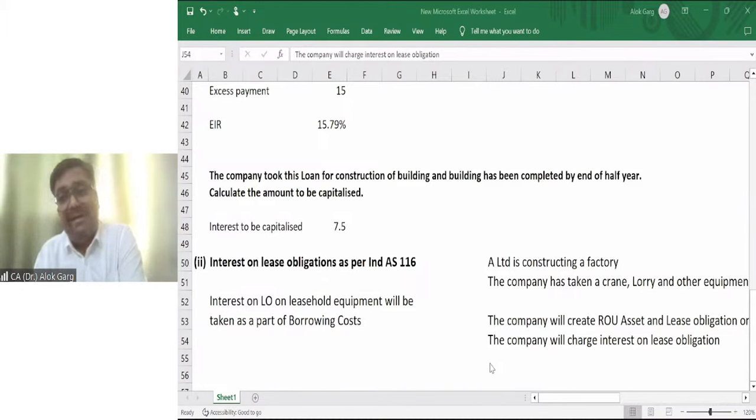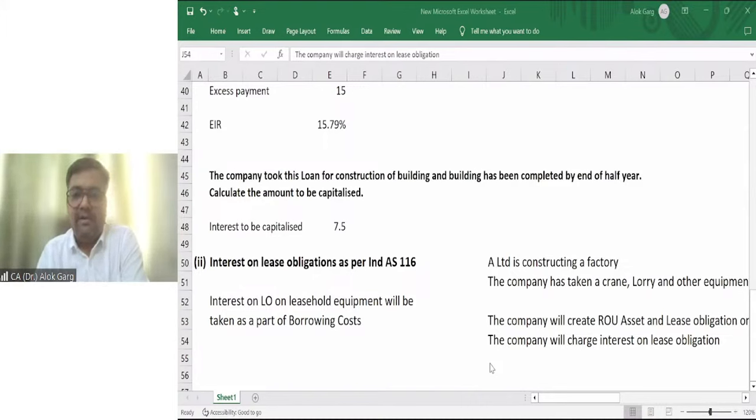Okay. Practically, companies create policies. Big companies where a lot of construction is taking place create a policy around it. And in the policy, they say that any time period beyond 6 months or beyond 3 months for completion of a construction is considered a substantial period of time. And for those time periods, 3 months, 4 months, 6 months, whatever it may be, the company is capitalizing the interest.